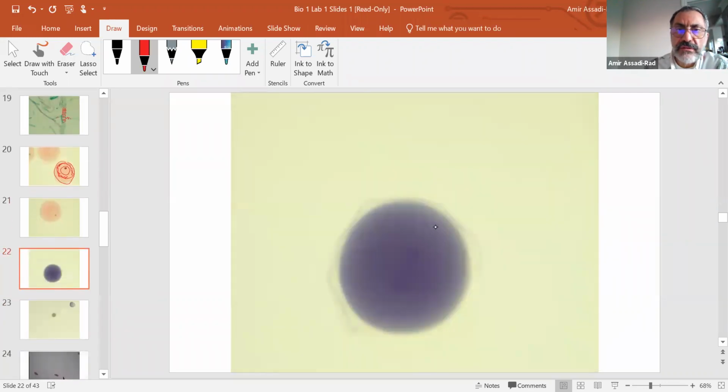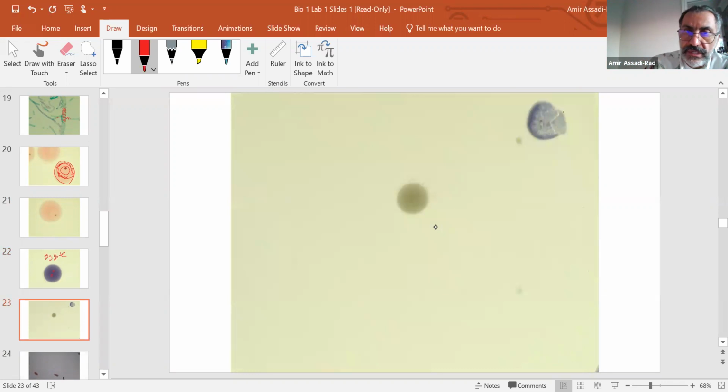This is starfish fertilized egg. You cannot see the nucleus. You can see a little bit of a nucleus of sperm and egg. So this is the fertilized egg, or zygote, if you would. So that's one. This is another one, another zygote, fertilized egg of starfish.